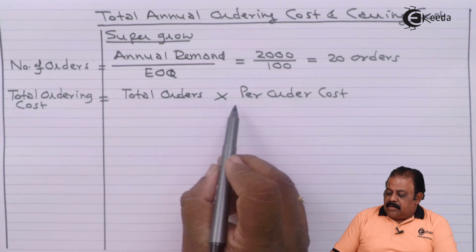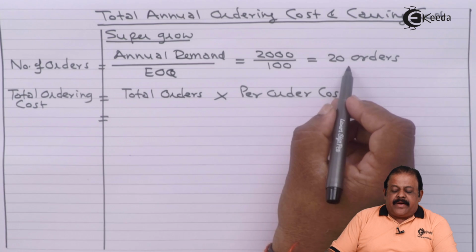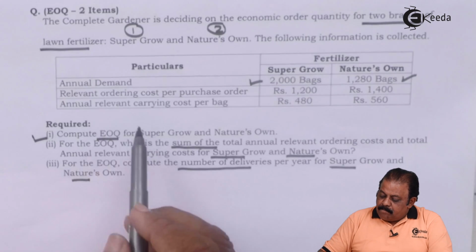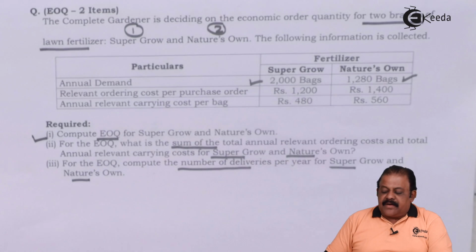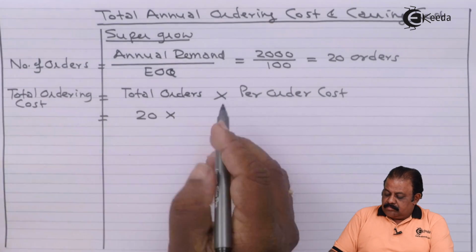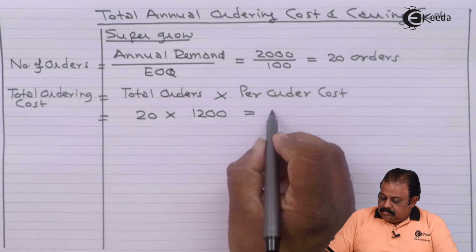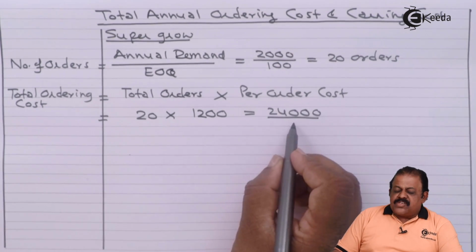Total orders multiplied by per order cost. Total orders we have calculated here 20 orders multiplied by ordering cost per purchase order rupees 1200. So total ordering cost is rupees 24,000.